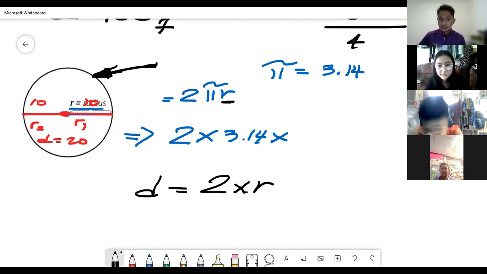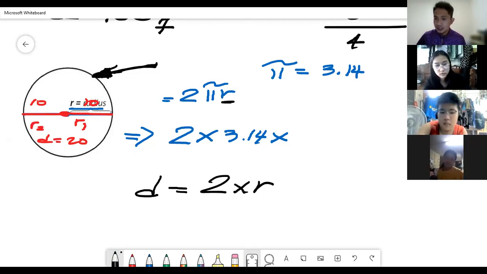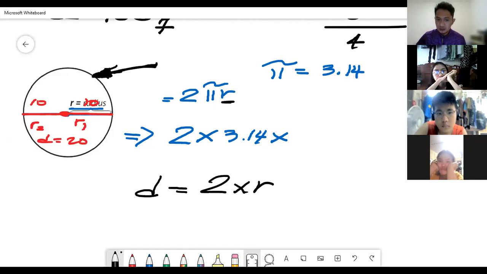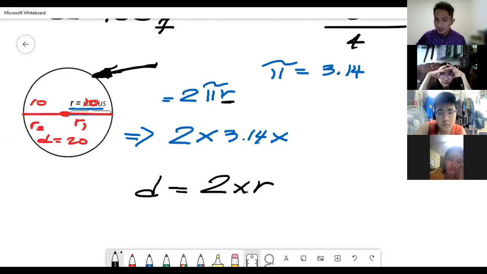So, let's proceed now. We will use 10. The radius is equal to 10. Why? Because the diameter is 20. Diameter 20 divided by 2 is equal to 10. So we will use 2 pi r: 2 times 3.14 times 10.